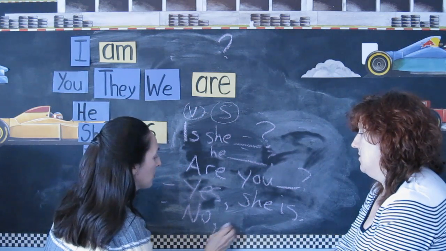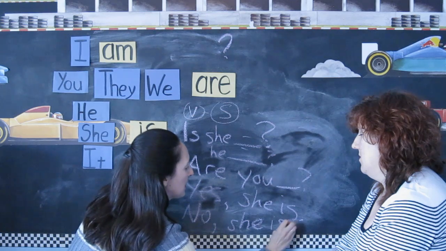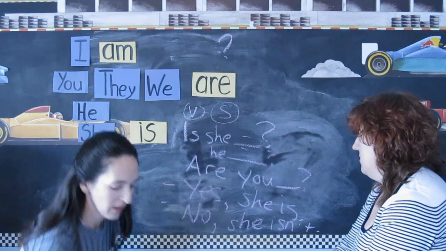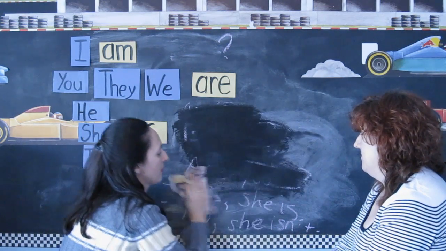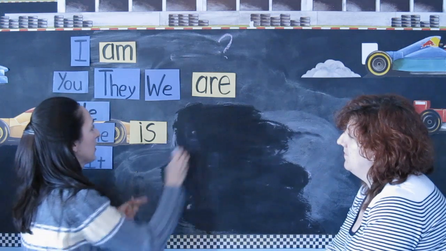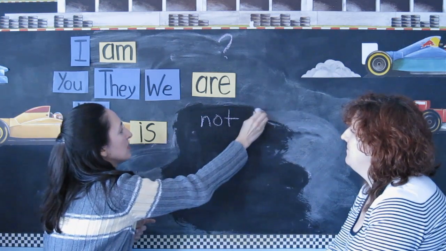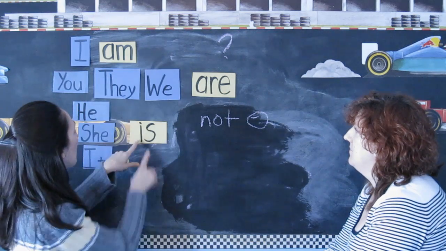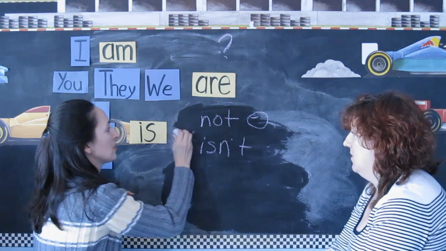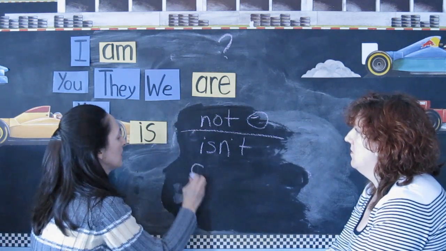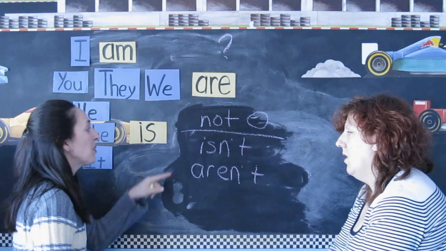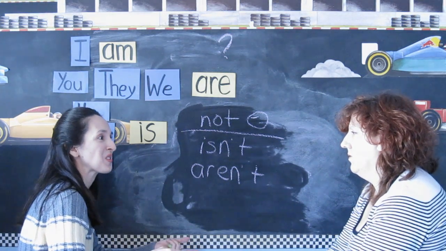But if we're talking about she, we might say yes, she is, or no, she isn't. Do you understand this part? Yes. Okay. We saw this with don't. Not is negative, right? So we have is not, isn't. Are not, aren't. She isn't famous, you aren't famous.